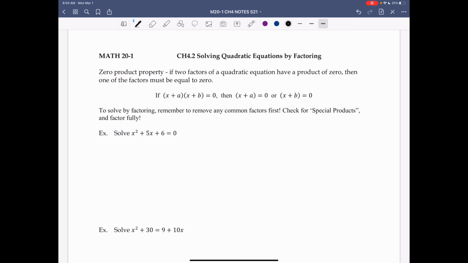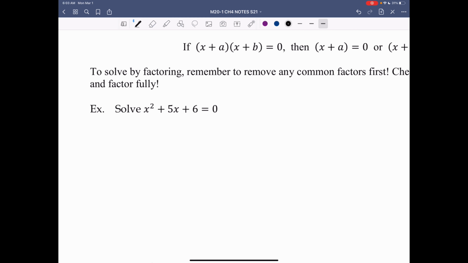Factoring a trinomial. First of all, we look for a common factor in x squared plus 5x plus 6. There's no common factor. Because the leading coefficient, the number in front of x squared, is a positive 1, this is a basic trinomial. So we want two numbers that multiply to the c value, which is 6, and add to the b value, which is positive 5. What two numbers multiply to 6 and add to 5? That would be 2 and 3.